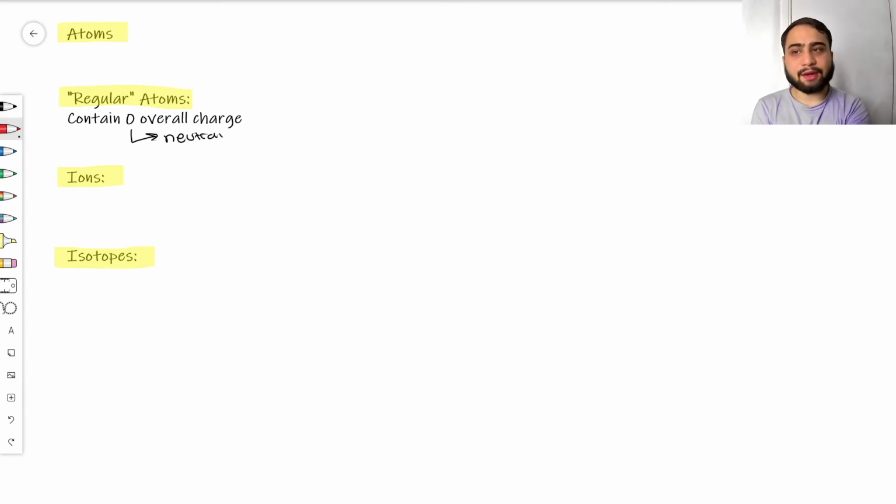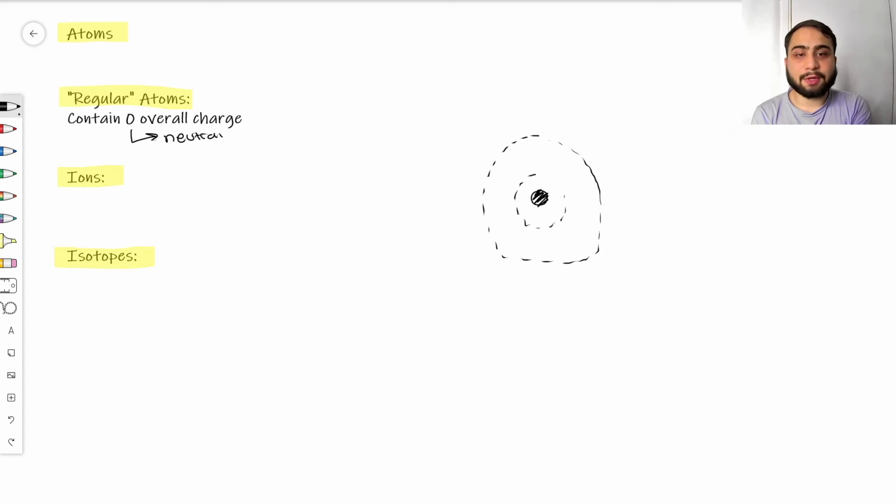Now, to understand ions, we have to go back to our atomic model. Here we have our nucleus, right? Which is dense and contains all of our protons and neutrons. And then around it, we have our orbits of electrons. Now, these orbits are actually very special because in each orbit, only a specific number of electrons can actually exist. So in our first orbit, only 2 electrons can exist. And in our next orbit, only 8 electrons can exist.